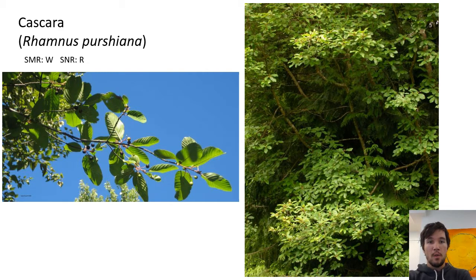Next species, we have another kind of small tree. We have Cascara, Rhamnus purshiana. Rhamnus is in the Rhamnaceae family, which are the buckthorns, just for a little bit of trivia. You find this one in lots of wet sites, in the understories of really, really wet forests.